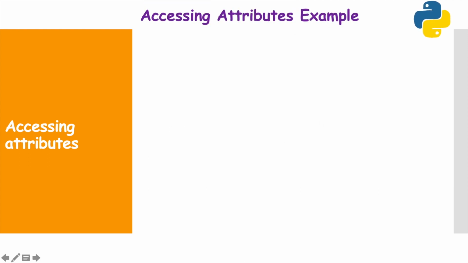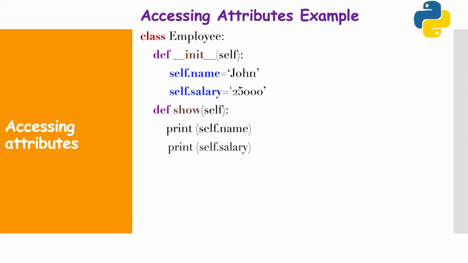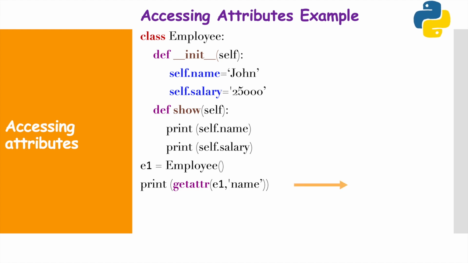Now let's see how to access the attributes with an example. So here you create your class employee and you have your first method, that is the init method, the initialization method where you are initializing two variables, that is name and salary. Name with value John and salary with value 25,000. Then you have another function, that is show, where you are printing the values of name and salary. Now you are creating an object of the class employee, E1. And then you are using the getattr method to access the name attribute of object E1.